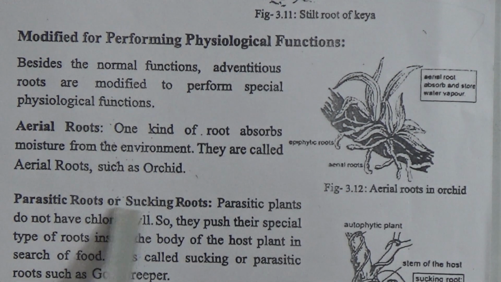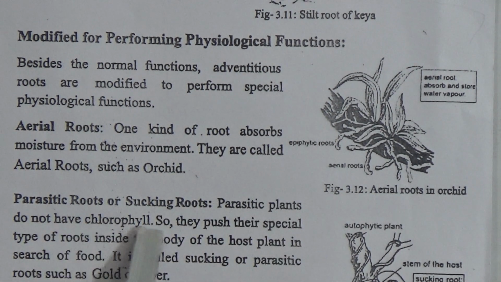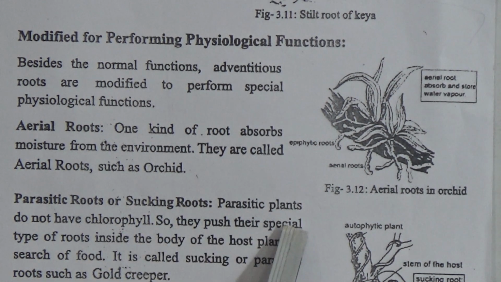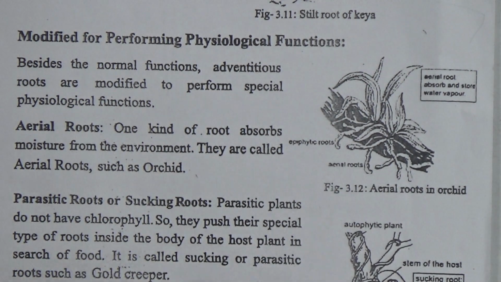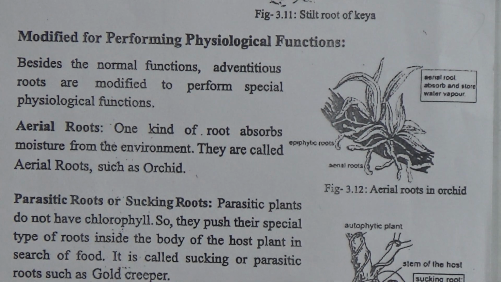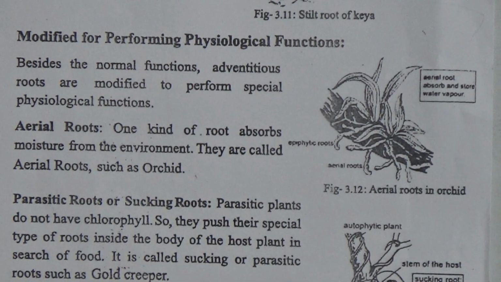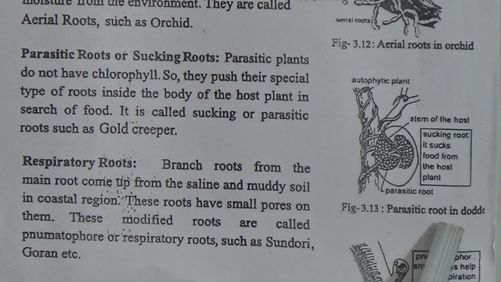Parasitic roots or sucking roots. Parasitic plants do not have chlorophyll, so they push their special type of roots inside the body of the host plant in search of food. It is called sucking or parasitic roots such as gold creepers. Here is the example of this parasitic root.